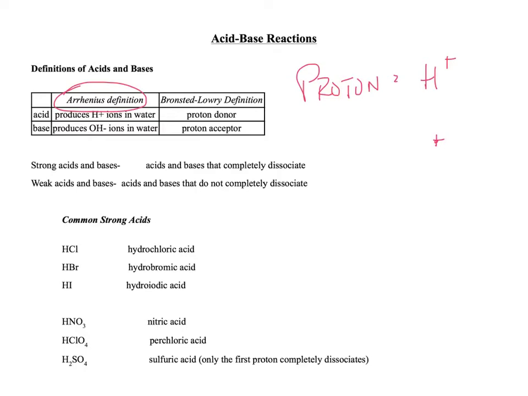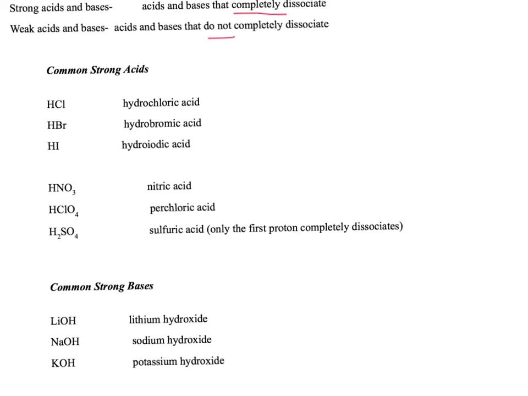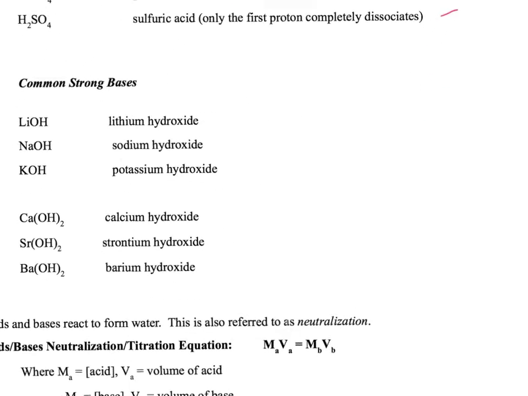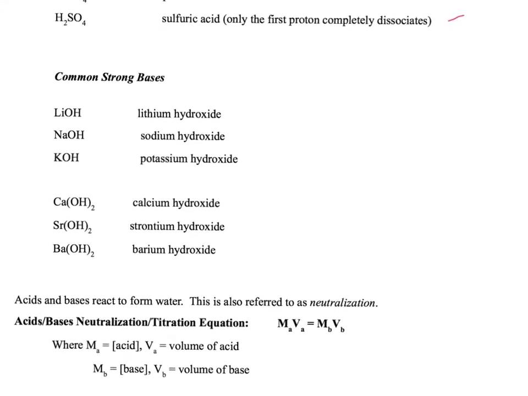Strong acids and strong bases completely dissociate, and weak acids and weak bases do not completely dissociate. Common strong acids and bases, you are probably going to need to memorize these. We've got 6 of the acids: hydrochloric acid, hydrobromic, hydroiodic, nitric acid, perchloric acid, and sulfuric acid. Those ones come up quite frequently. The common strong bases are lithium hydroxide, sodium hydroxide, potassium hydroxide, calcium hydroxide, strontium hydroxide, and barium hydroxide.